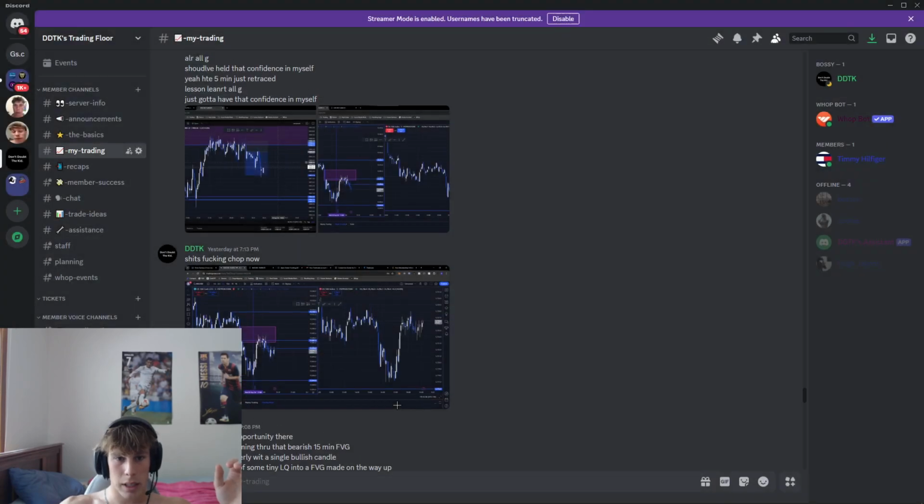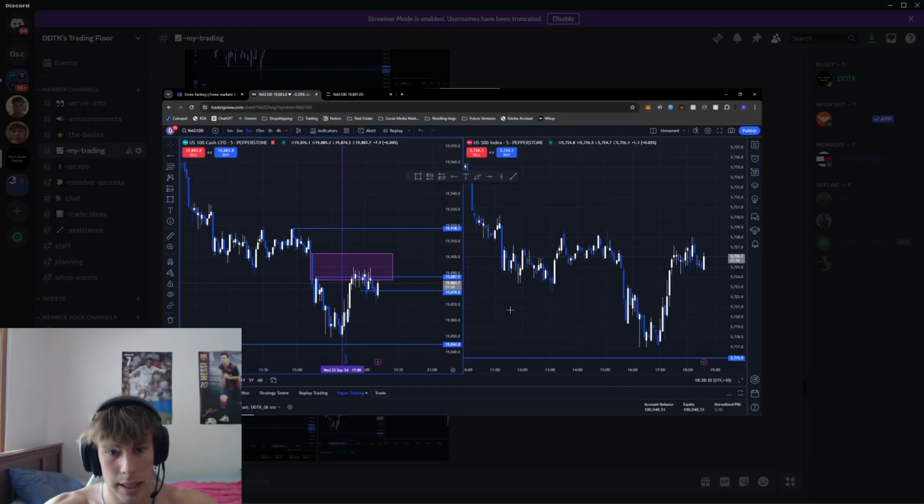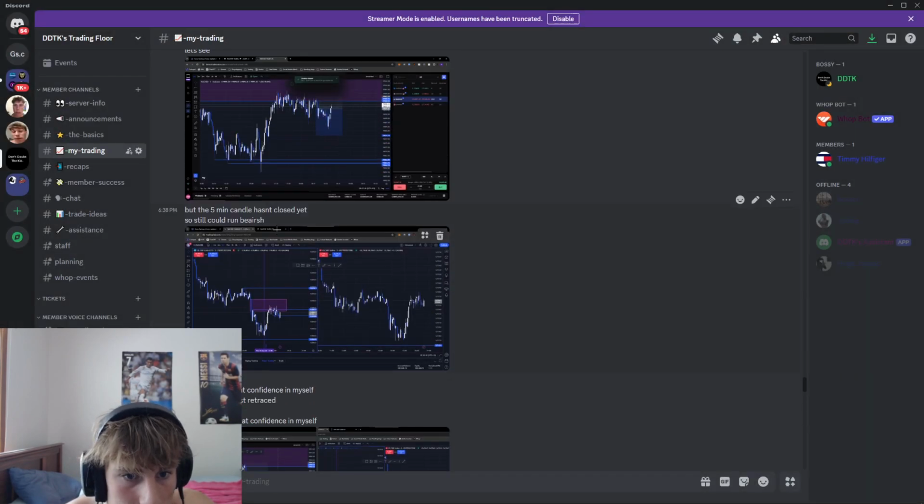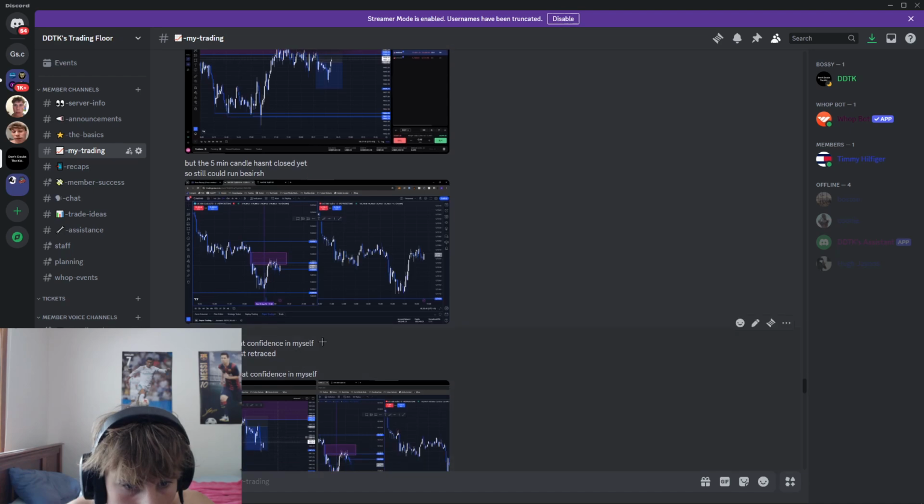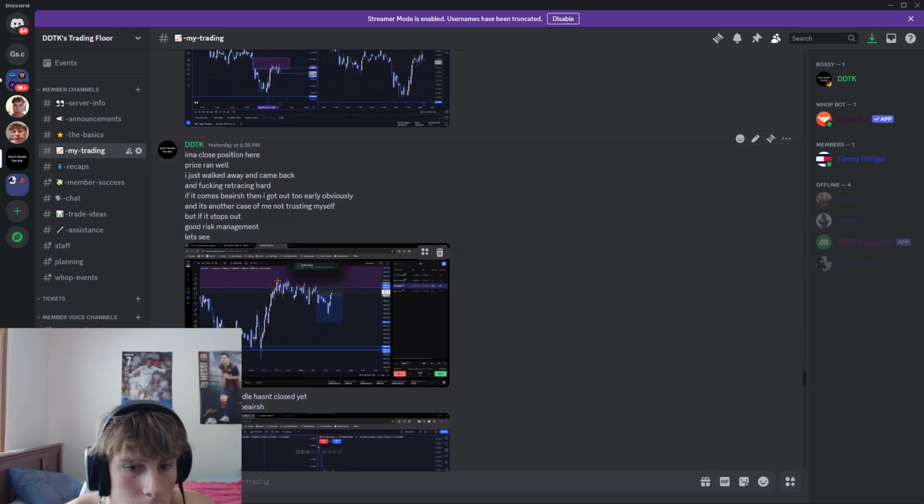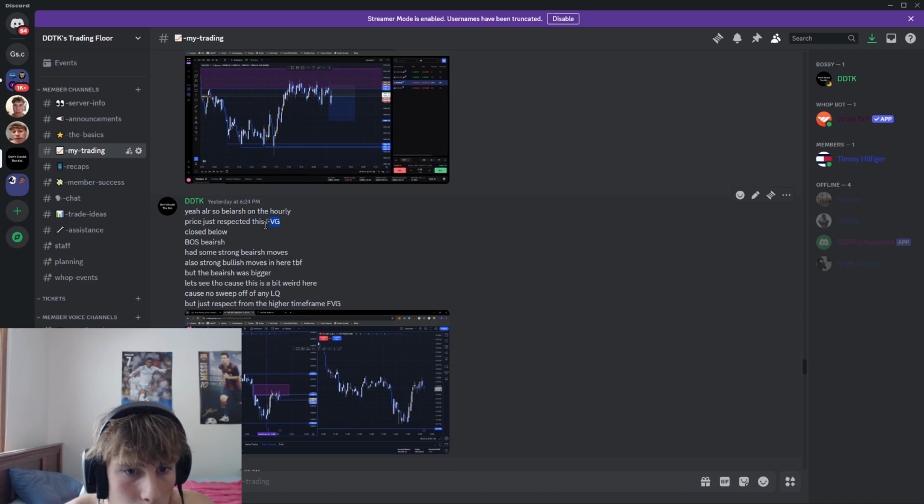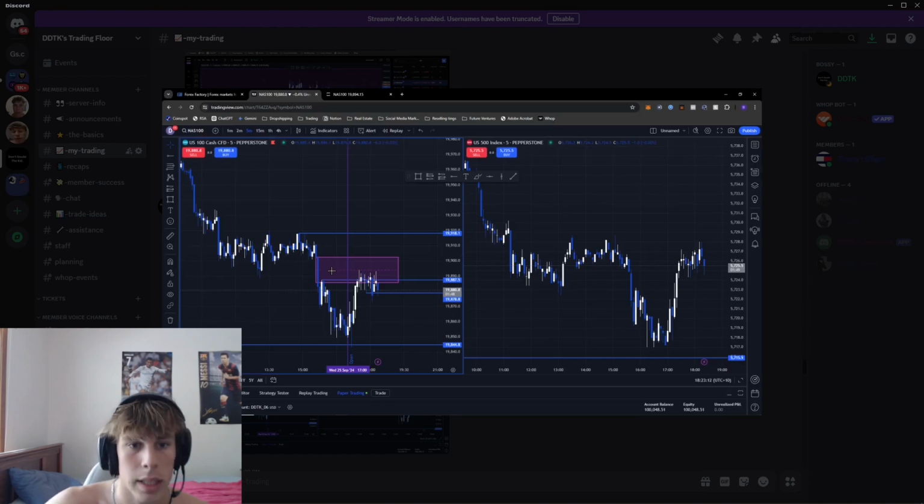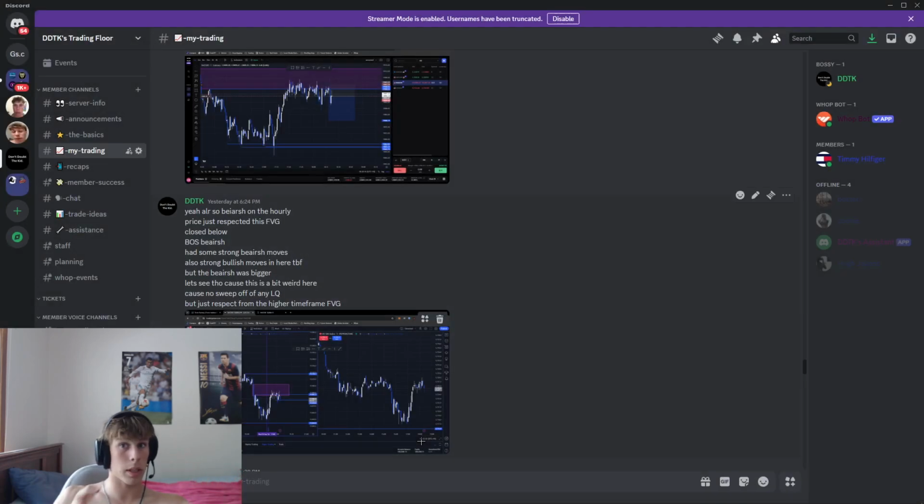But anyways, checking yesterday. Price just respected this fair value gap. It's this one. This 15-minute fair value gap got respected because this 5-minute candle broke below and closed out of it while also breaking structure bearish. And then it retraced a bunch. Yesterday was chop also. It retraced a bunch, but we can still make it work with this strat because it's so good. If you just stick to your strat, it'll work.